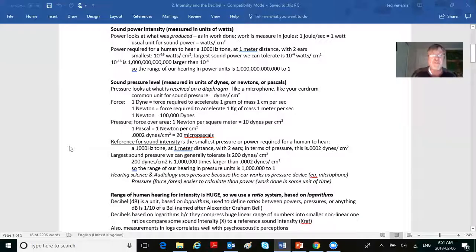Remember that. Let's go to our notes. And where is it written in our notes? Exactly there. Let's take a peek at that. The reference for sound intensity, the smallest pressure or power required for a human to hear a 1,000 hertz tone at 1 meter distance from a speaker with two ears. In terms of pressure, this is 0.0002 dynes per centimeter squared. And remember earlier we said in power, that's 10 to the minus 16 watts per centimeter squared. Okay, either one, one's power, one's pressure. We prefer pressure.